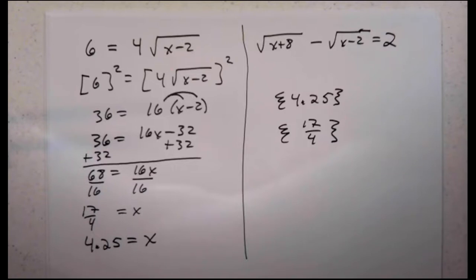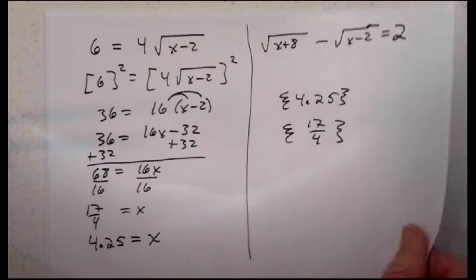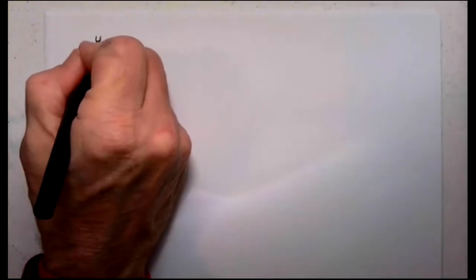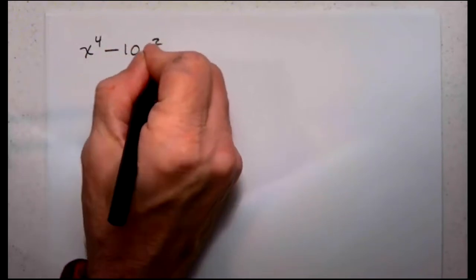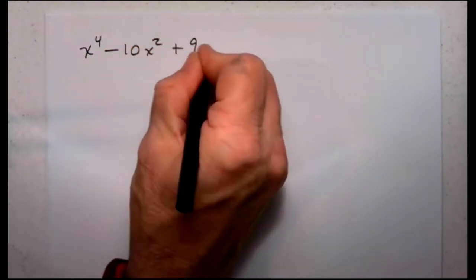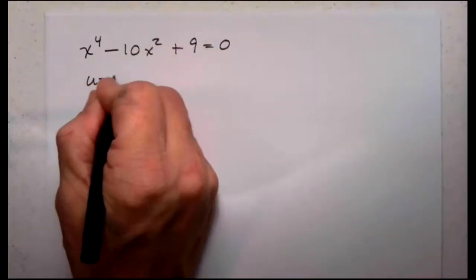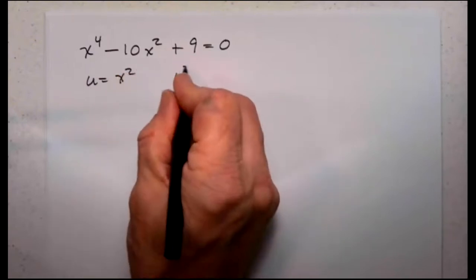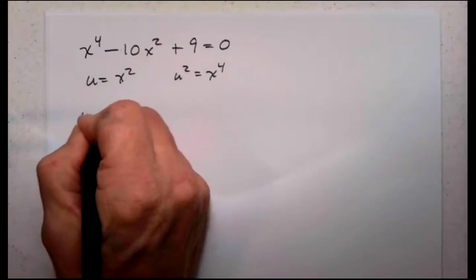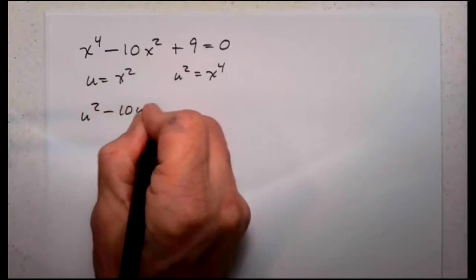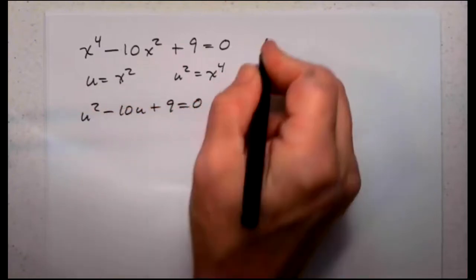And we have one more question to do. Let's do x to the 4th minus 10x squared plus 9 is 0. To do this, I'm going to introduce a new variable. I'm going to say u equals x squared. If that's the case, u squared is x to the 4th. So rewriting this, I get u squared minus 10u plus 9 equals 0.